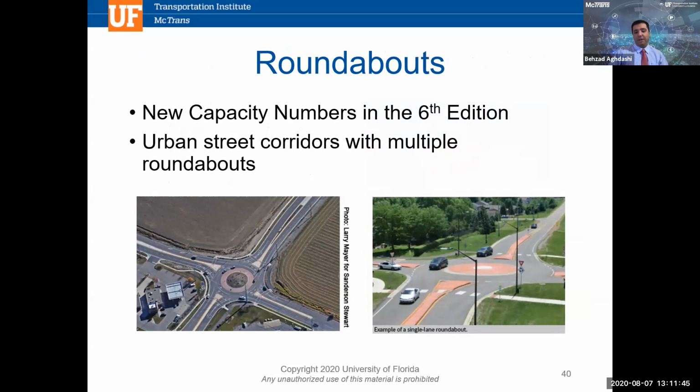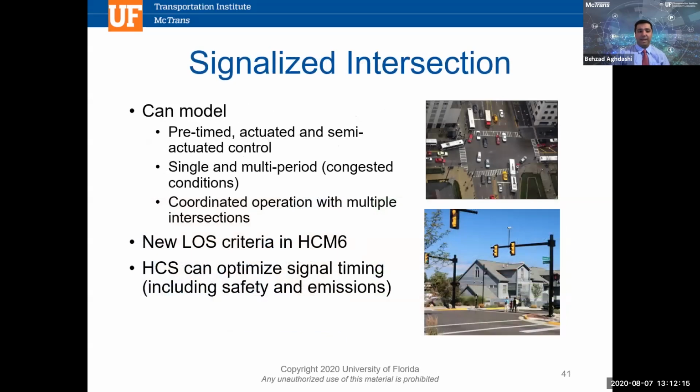As I mentioned, HCM 2010 and HCM6 have very different capacities assigned for roundabouts. Just make sure that whenever you want to grab HCM to look into capacity numbers for roundabouts, you go with the HCM6 edition. Another thing that we have in HCM is that now we can have urban streets with multiple roundabouts as the boundary intersections between links.